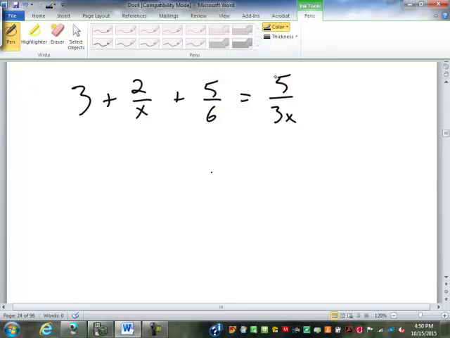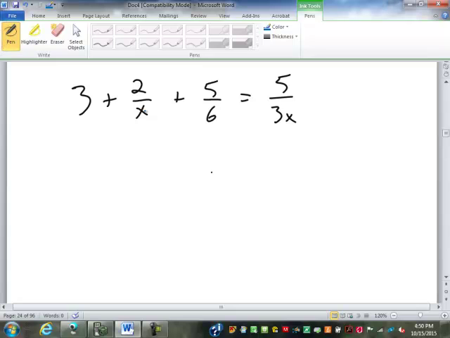Here, of course, the big difference is the variable is in the denominator. It's on the bottom. The only way we can solve this is to get that variable off the bottom of the fraction. And the only way to do that is to use that common denominator.